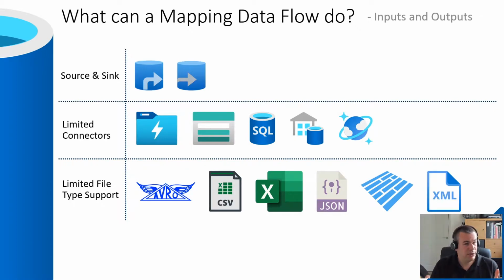Now, does that really matter? At the control flow level, we can connect to lots of things. We could copy and bring that data into our data lake store maybe, and then we can start building our data flow. So it's not really a restriction, it's just something to bear in mind at the data flow level, that maybe we need to do a pre-copy from a different, more exotic linked service first. So that's the first thing to bear in mind, our inputs and our outputs.